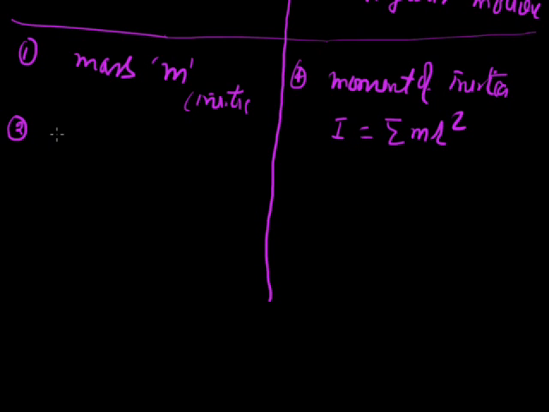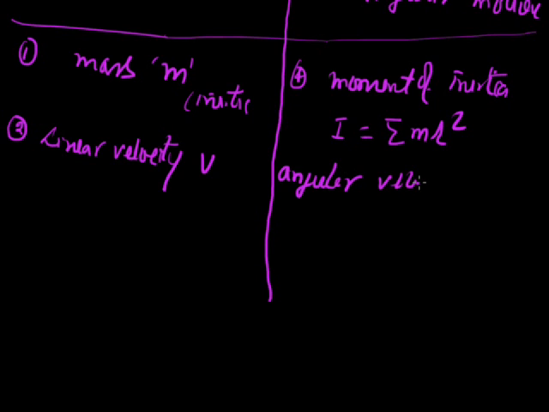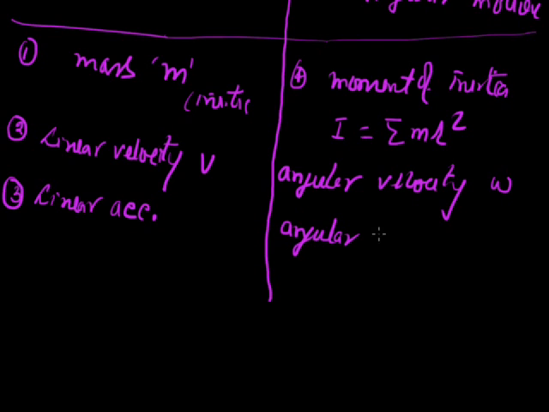Number 2, here is linear velocity or linear speed, that's v. Here is angular velocity, denoted by omega. Number 3 is linear acceleration. Here is angular acceleration, that's alpha, and linear acceleration is denoted by a.